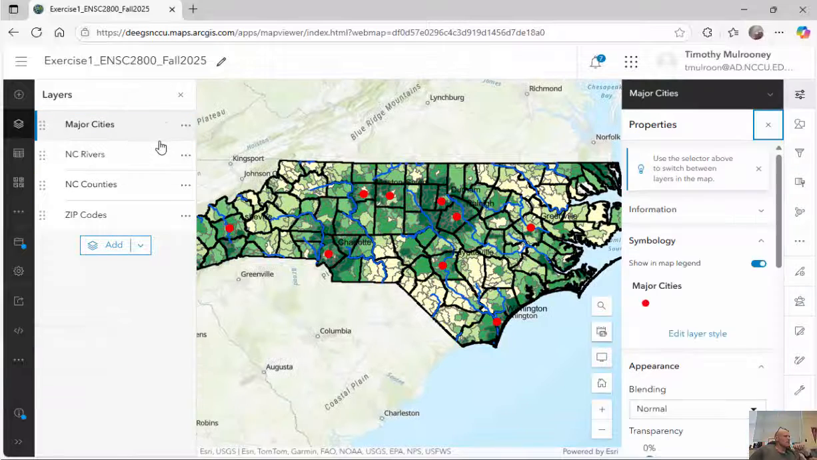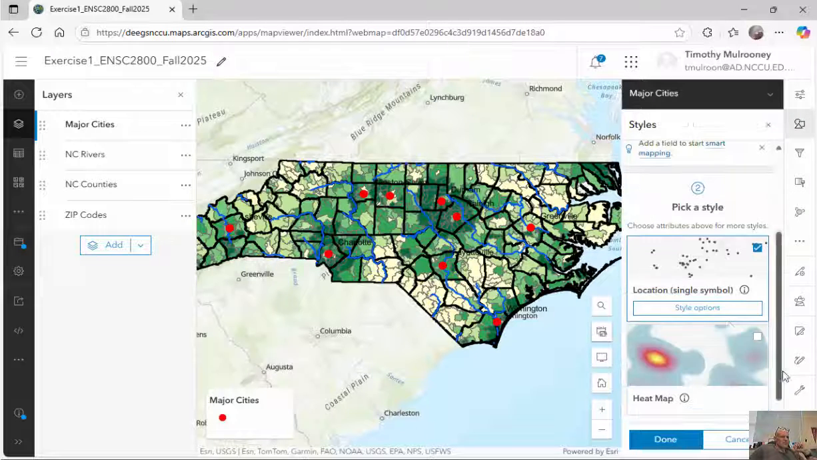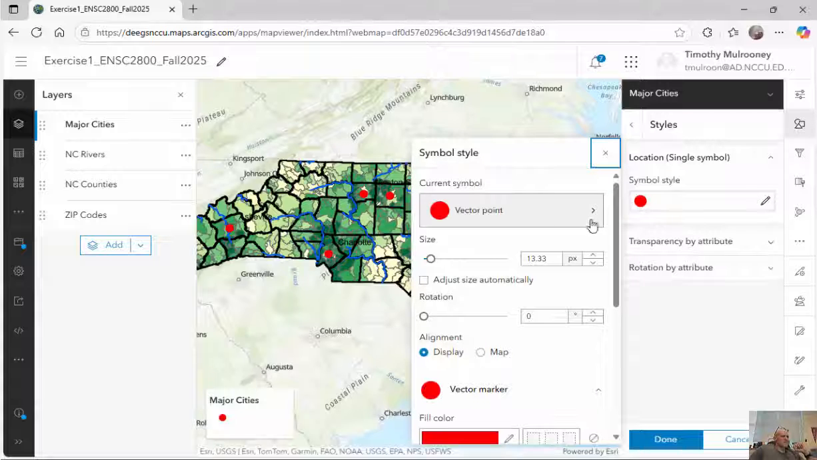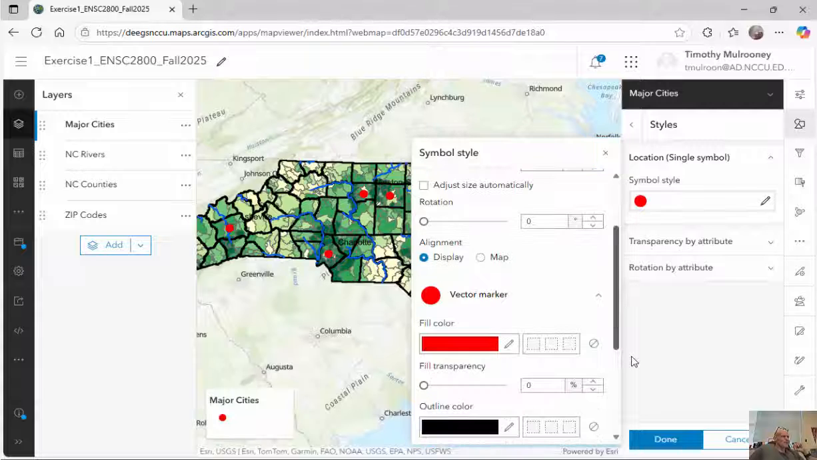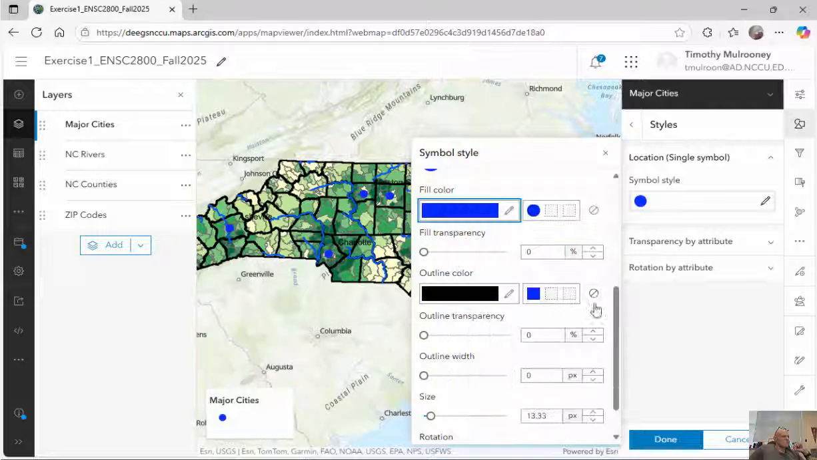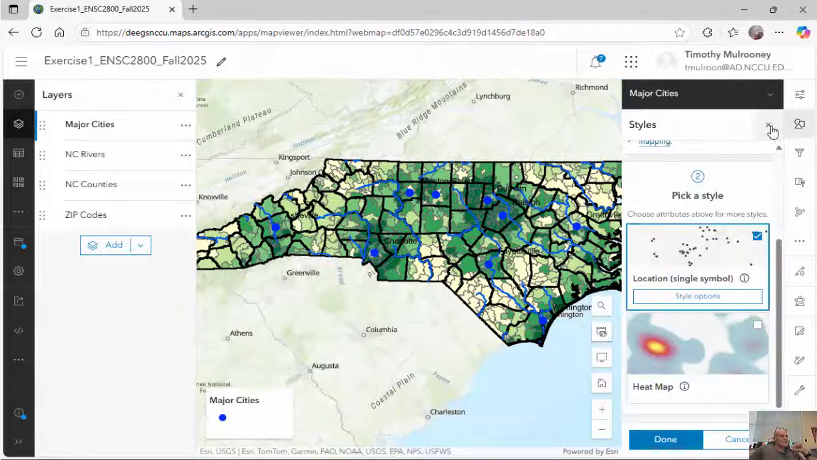Because if I click on major cities here, watch what I can do. I can edit the style on this. Instead of making it red, I can make it blue. And there it is. So I can save this map.